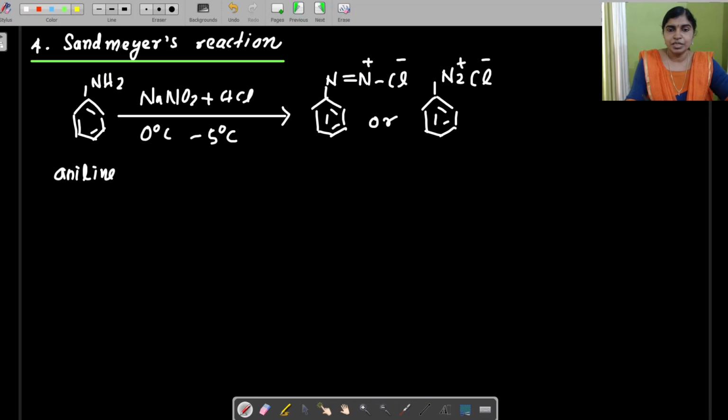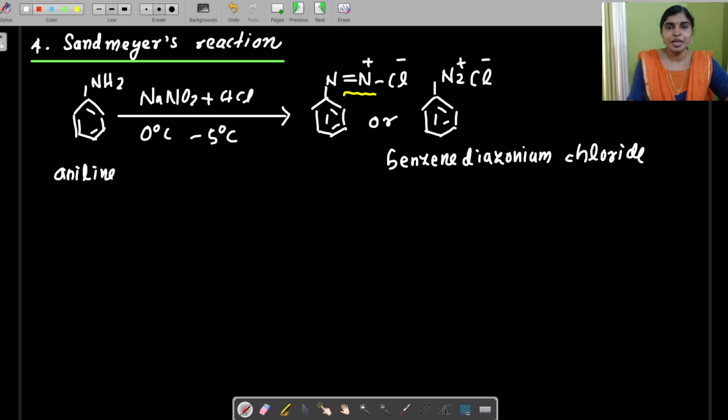And this N double bonded N group is the azo group, and the name of this compound is benzene diazonium chloride. This is a very important compound and is an intermediate for the preparation of many haloarenes. And you can have some reactions here.